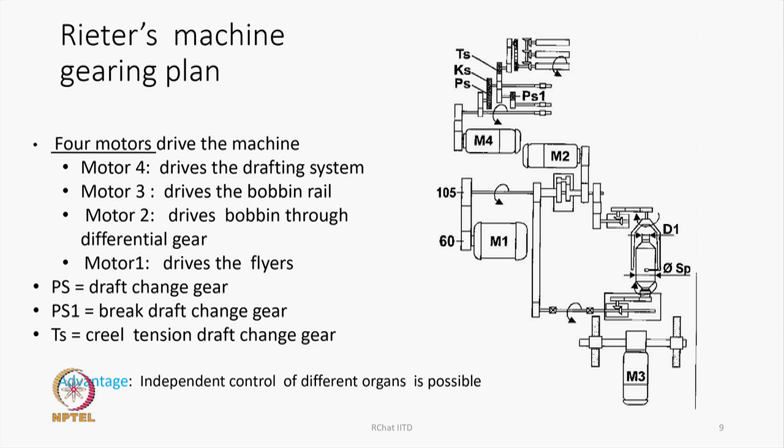M3 drives the bobbin rail. If you look at M3, it is only affecting the speed of the bobbin rail. Motor 2 drives the bobbin through the differential gear. Motor 2 is here, and through this set of gears it is driving the bobbin, and motor 1 drives the flyer only.